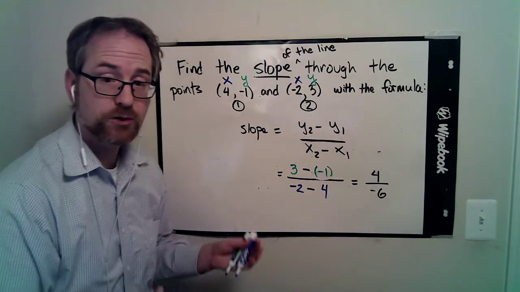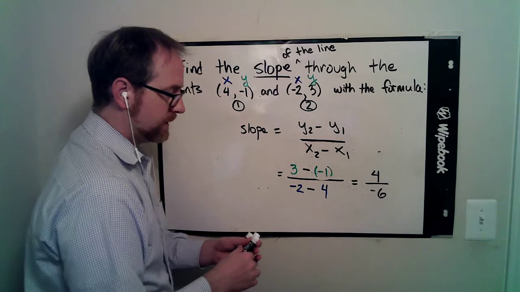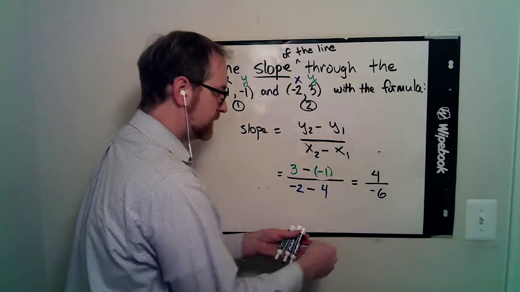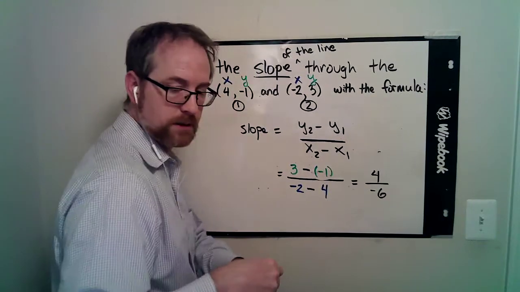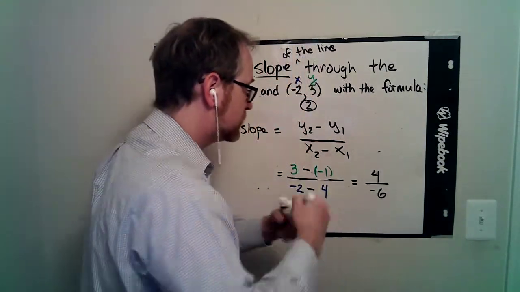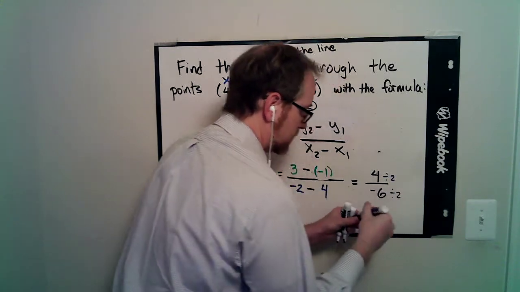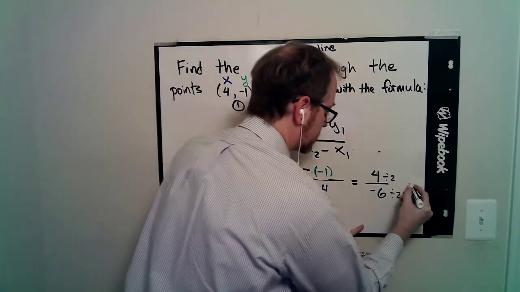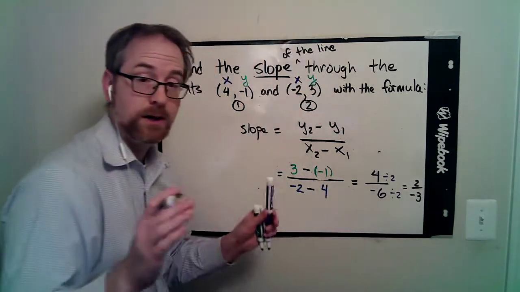You're almost done, but you do have to simplify your fraction in the answer. So there are different ways you can simplify this. But you can, for example, divide both of these by 2. And you would get the fraction 2 over -3.